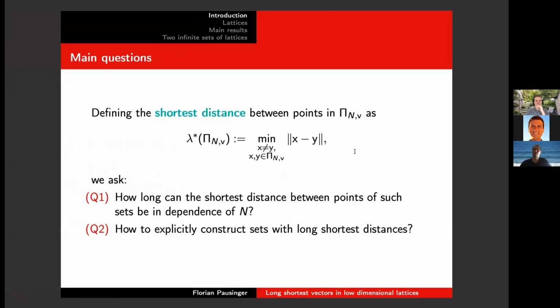Given such a point set, and I will illustrate it in a moment, one can look at the shortest distance between any 2 points in your point set. I will always denote the shortest distance with a lambda star. It's defined as the minimum over all pairs of points in your point set of the distance between these points. What I would like to ask today is, how long can the shortest distance between points of such sets be, independent of your number of points capital N? And how can we explicitly construct sets with long shortest distances?